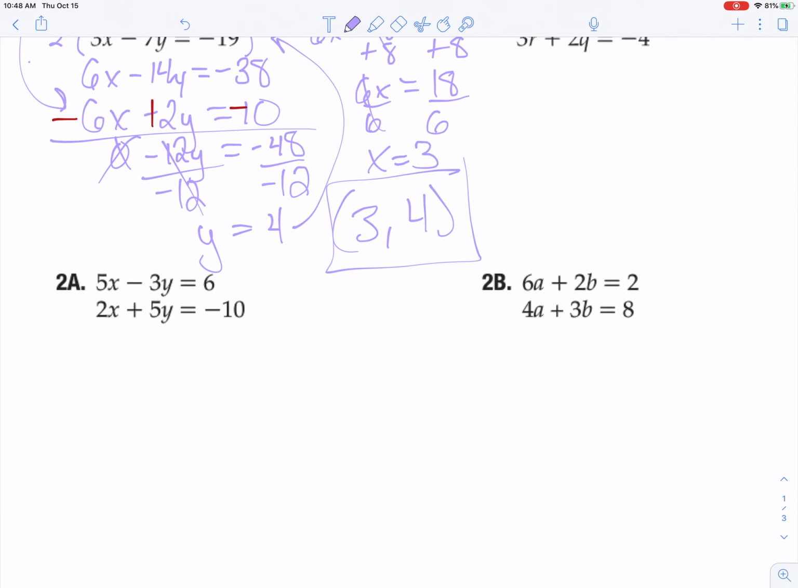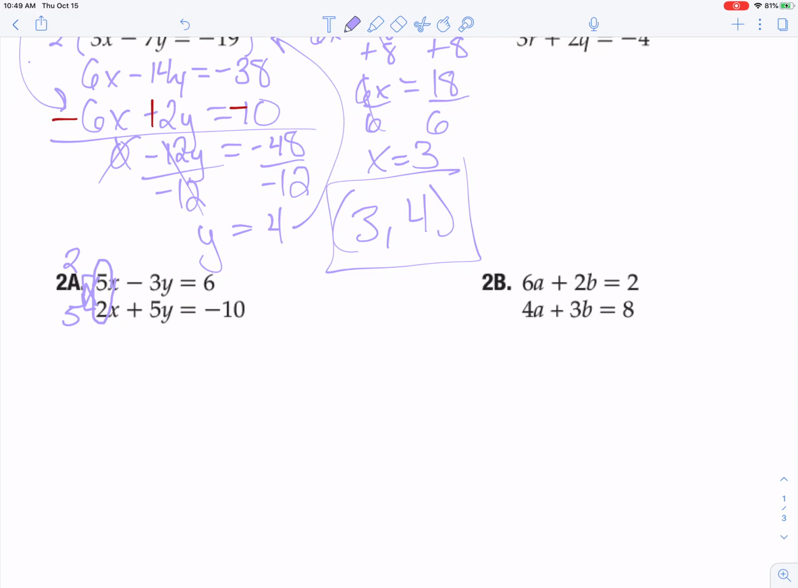Now, sometimes you're going to have to actually multiply both equations. So look at 2a. I'm thinking, okay, can I turn this 2 into a 5 using multiplication? Well, not really, not easily. Same thing here, not so much. So here's my suggestion. Just take these two numbers right here, crisscross applesauce, multiply diagonally. So I'm going to multiply the top equation by the 2 and the bottom one by a 5.